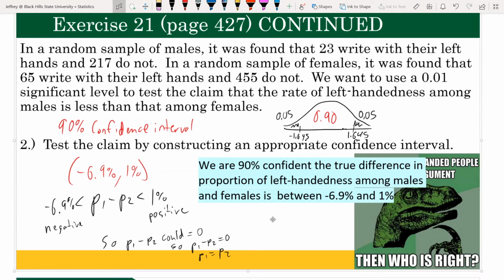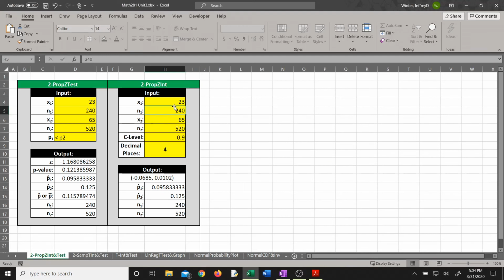Now, one thing I didn't really stress was making sure that you have labeled what 1 is and what 2 is. And I want to just briefly illustrate that. Let's say that we do end up swapping these around. So let's say that we have 65 and 520 first, and then we have 23 and 240. This basically shows that we end up with similar percentages. In fact, this is negative 1% and positive 6.9%.